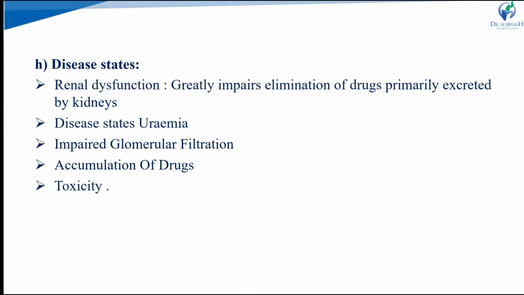Disease state. Disease conditions also sometimes alter the excretion. Renal dysfunction greatly impairs the elimination of a drug that is primarily excreted by the kidney. In disease states like uremia, glomerular filtration is impaired, so the excretion rate of the drug decreases. Sometimes accumulation of the drug creates toxicity.